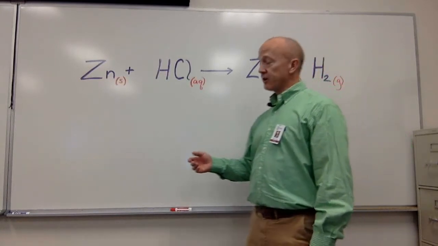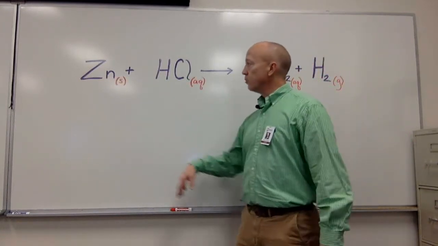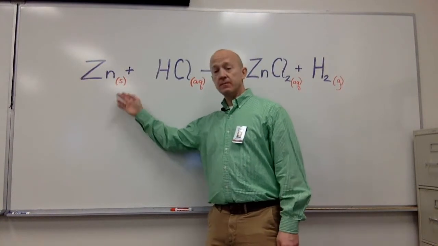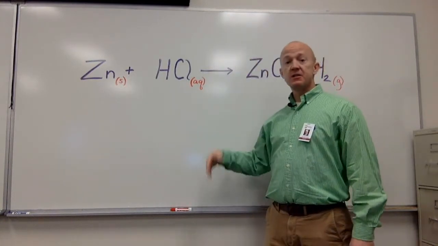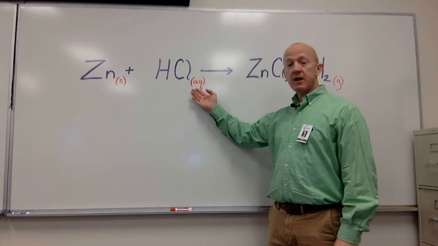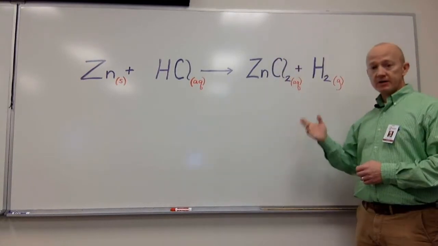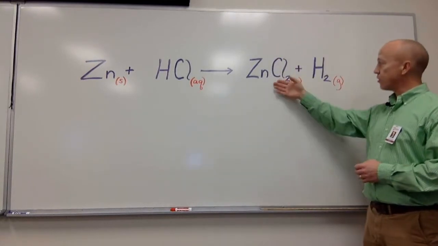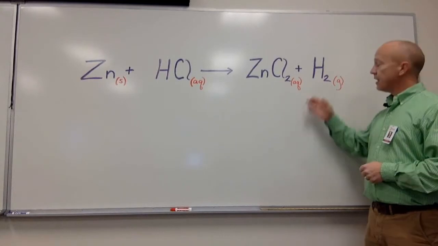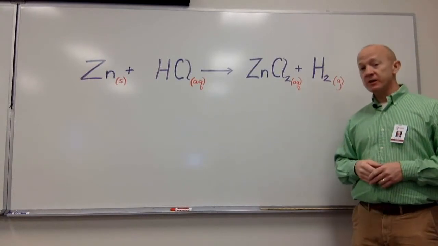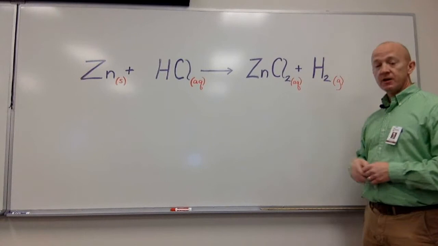In the equation for the reaction of zinc and hydrochloric acid, we see that zinc is a solid. Hydrochloric acid is dissolved in water, therefore it's aqueous. Zinc chloride dissolves in water, and so therefore this product is aqueous. And finally, the hydrogen that was released in the reaction is, of course, a gas.